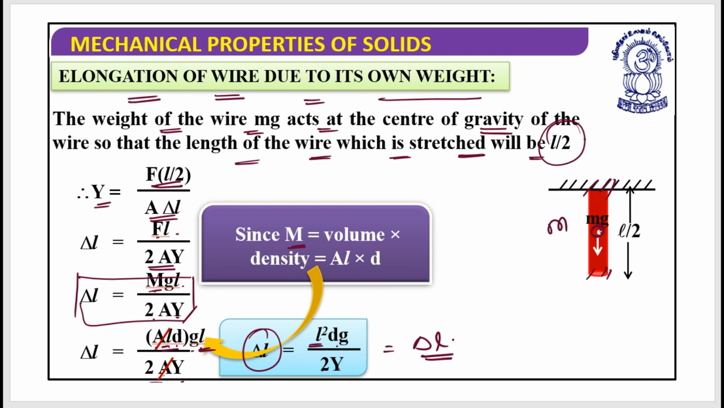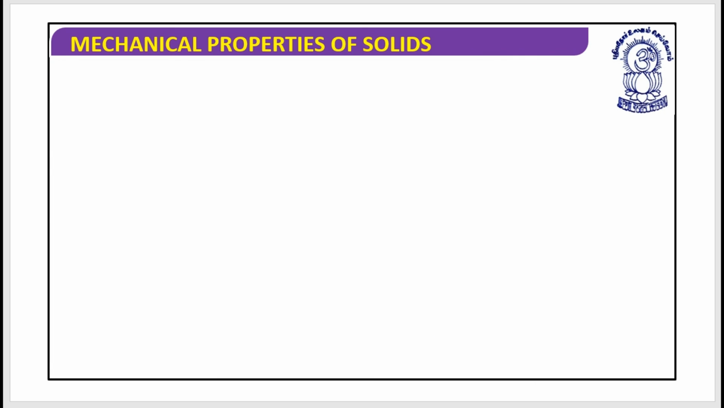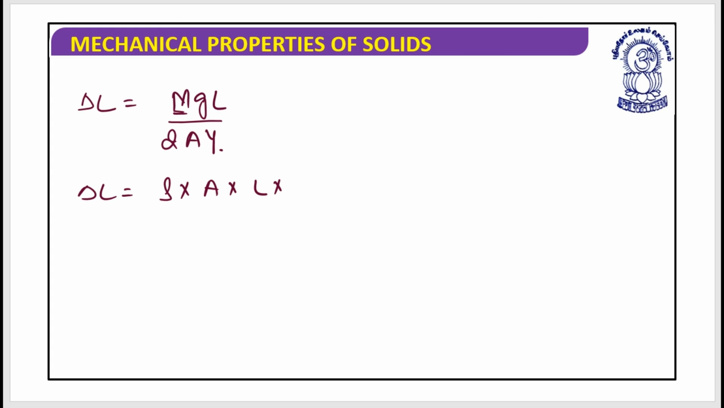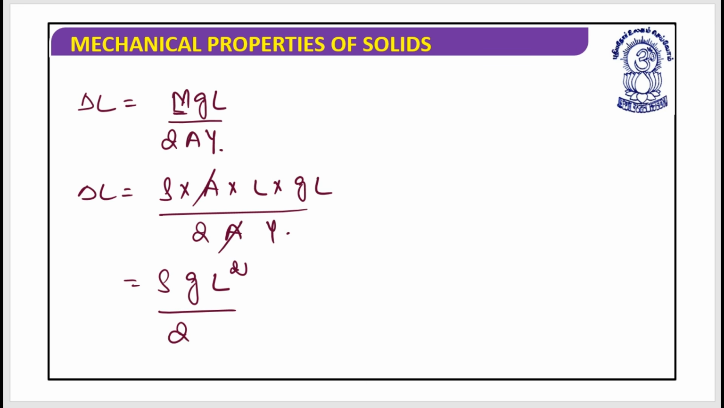So first, always consider that this is the situation where you take your mass at the center of mass, because the total mass of that body is concentrated over that point. I hope this is clear. So this delta L would be equal to mgL divided by 2AY. Or if I replace this m with density into volume, that is area into length, it is A L into g into L divided by 2 into A into Y. The A cancels, and this equals rho g L square divided by 2Y.